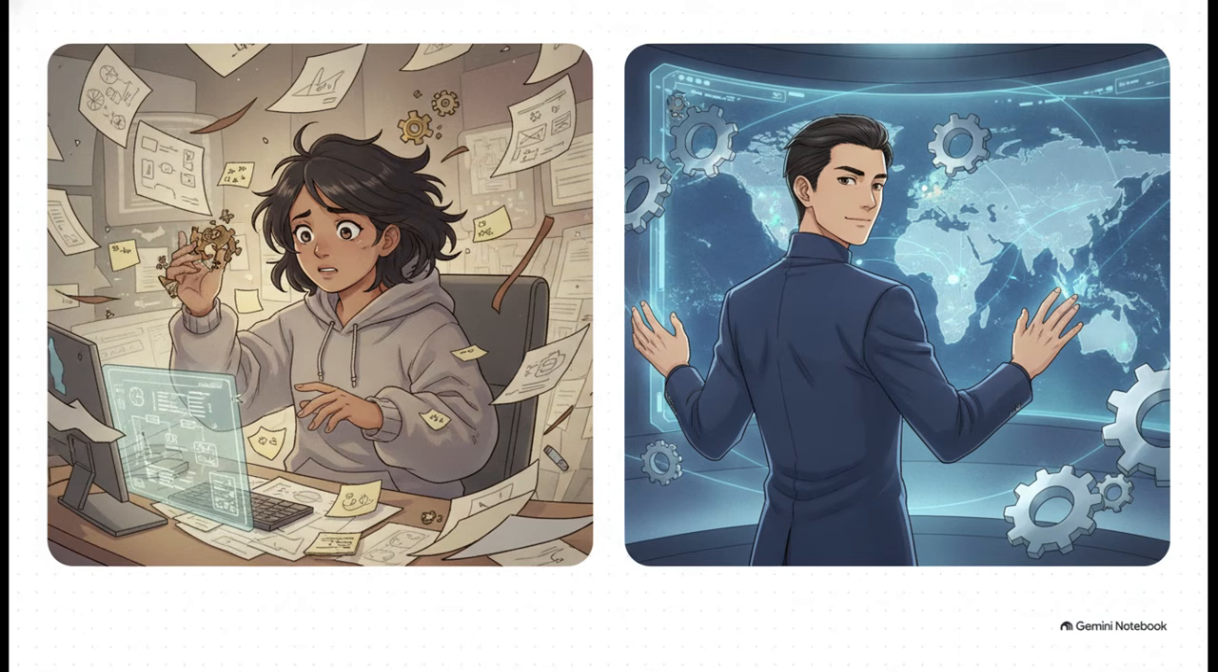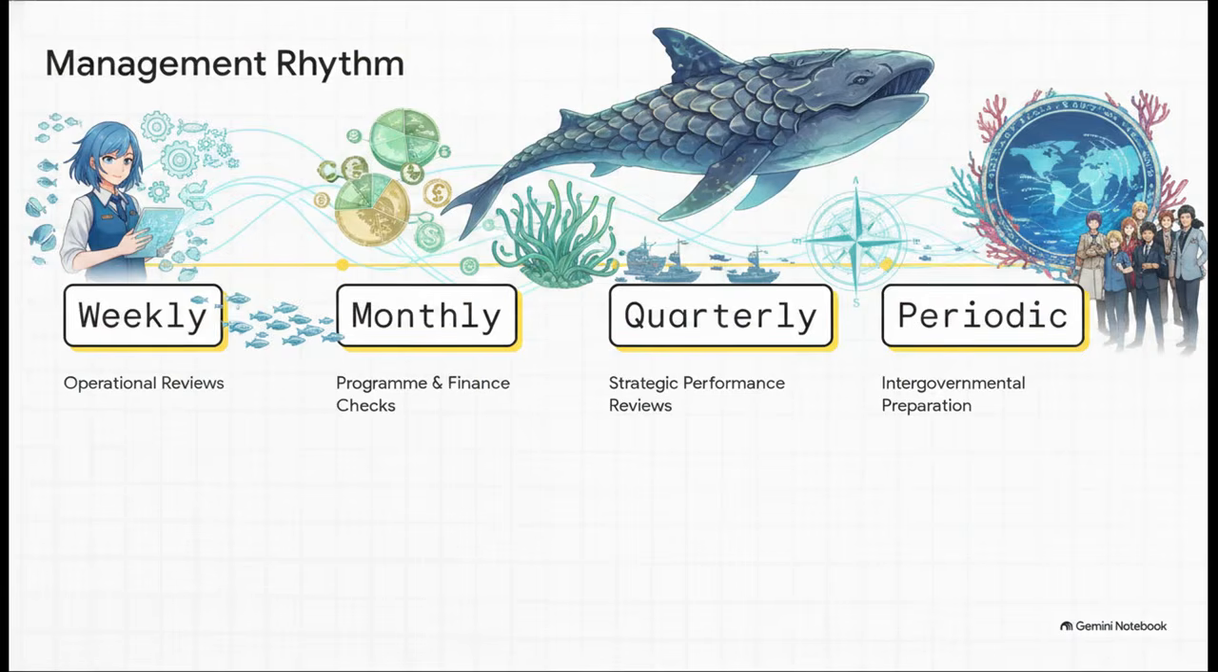You judge it by actual environmental cooperation, on-the-ground progress, and, crucially, how much confidence the member countries actually have in the Secretariat. You know how easy it is for a massive organization to just veer completely off course, right? Well, establishing a predictable management rhythm is how you prevent that. It's all about discipline. The coordinator runs weekly operational reviews, then zooms out for monthly program and finance checks, steps back even further for quarterly strategic performance reviews, and then, periodically, handles the heavy lifting of preparing for those big intergovernmental meetings. This rhythm is the heartbeat that keeps the strategic system healthy and catches risks before they blow up.